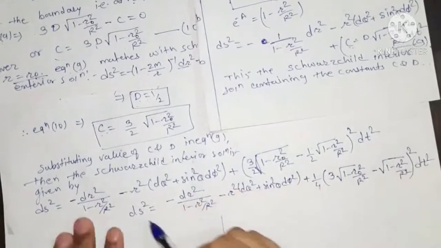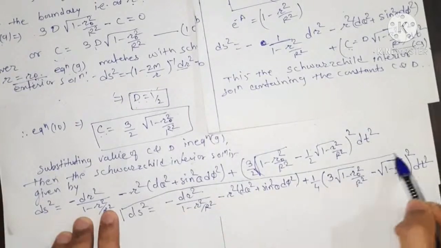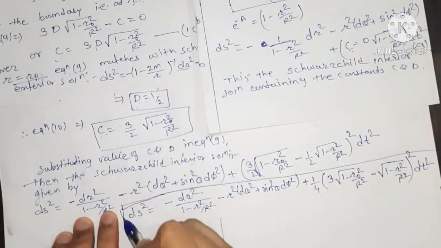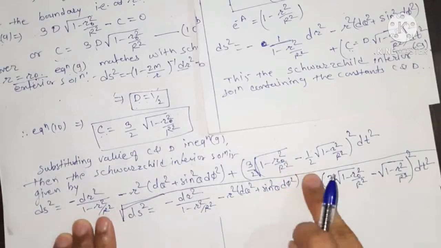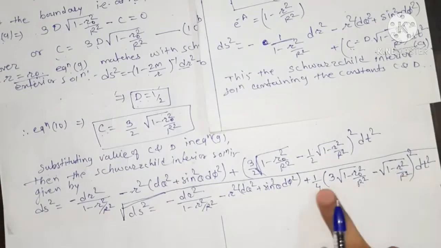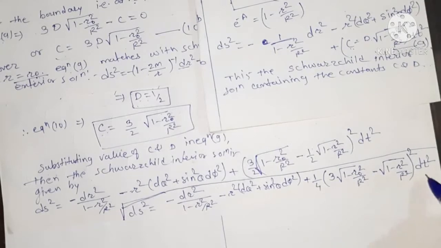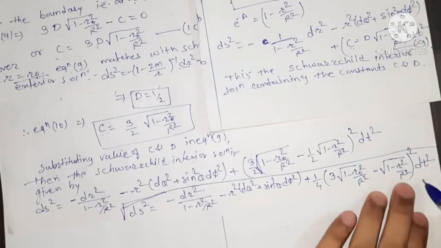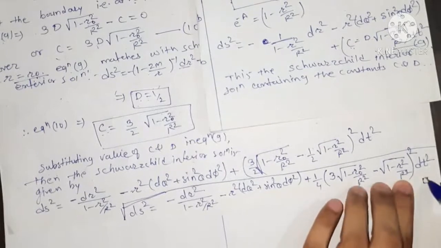Okay. So this is our required Schwarzschild interior solution that we have found. That is, we found the values of C and D here, and therefore we get these values as the Schwarzschild interior solution. Okay. And hence our topic, that is the Schwarzschild interior solution, is getting completed.